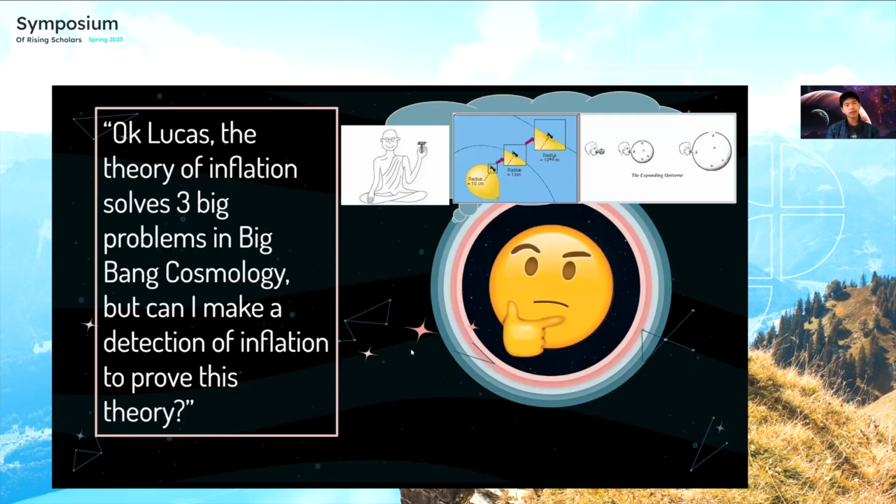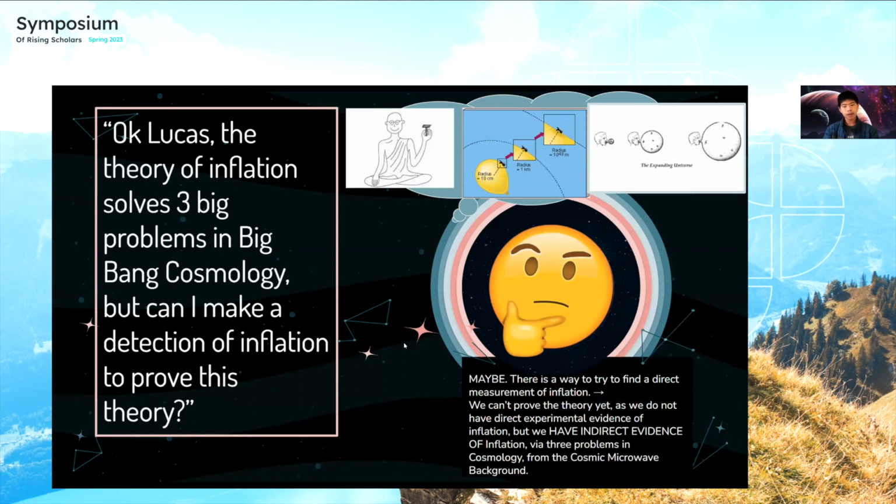Now, you might be asking, Lucas, okay, so the theory of inflation solves these three main problems in Big Bang cosmology, but can I actually make a detection of inflation to prove the inflationary theory? Maybe. We know that there is a way to find a direct measurement of inflation if inflation exists. However, we have not found the signal yet, but we have indirect evidence of inflation via the cosmic microwave background and of the three problems of cosmology.